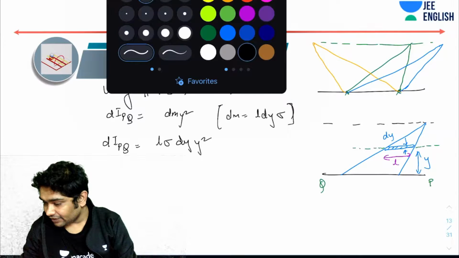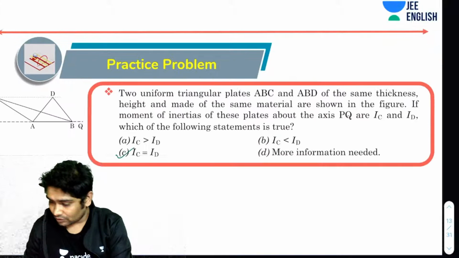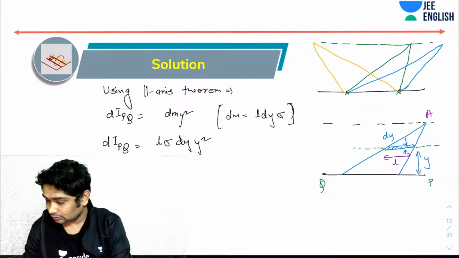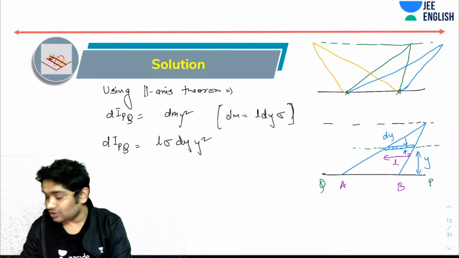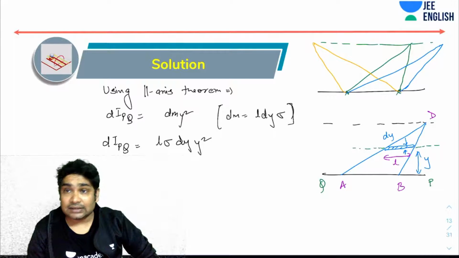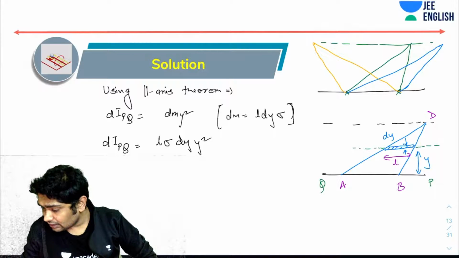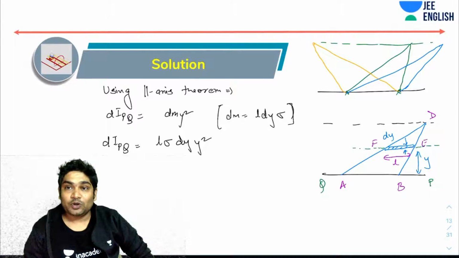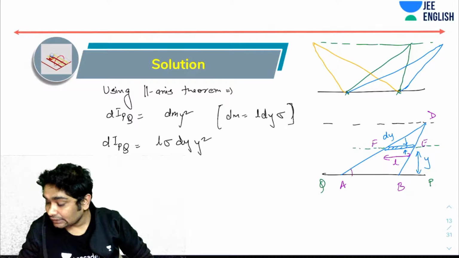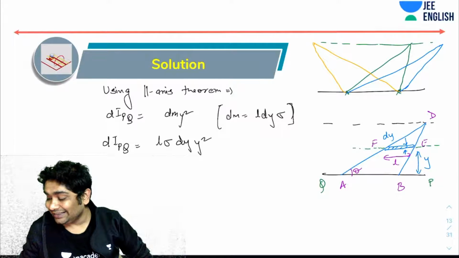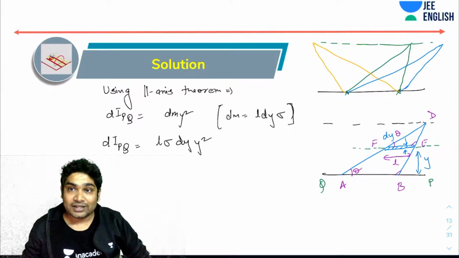How? Let's see. Let's give these sides some names. Let's call this A, this B, and this D. Let's call this E and this F. You will realize that triangle DFE and triangle DAB will be similar. If this is theta, this is also theta, and these angles will again be equal because they are corresponding angles. So these two triangles would be similar. Also, one angle is common.